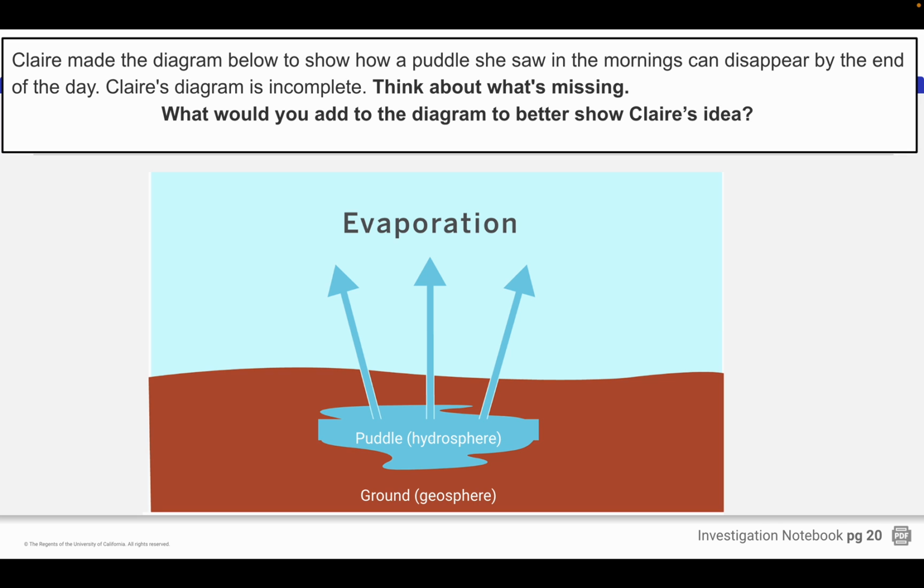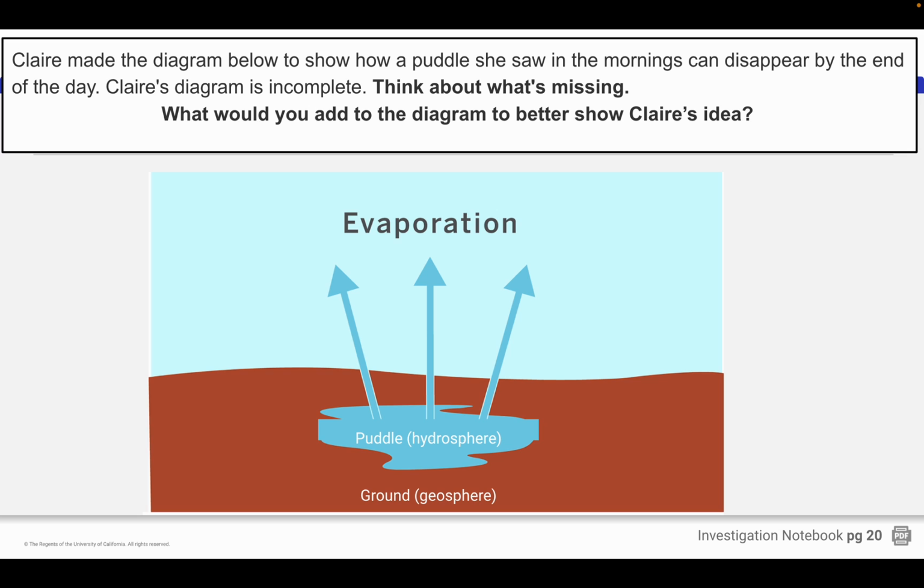So we can see that what Claire is trying to say is that liquid water will go into the air through evaporation. It goes from a liquid to a gas during a change of phase called evaporation.